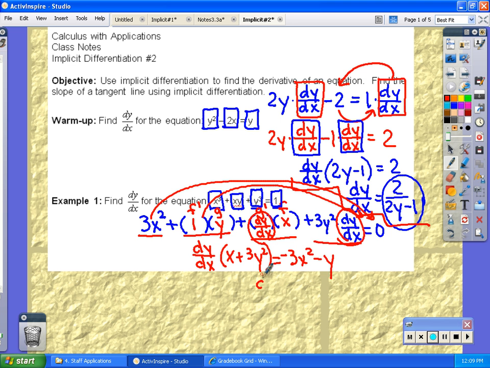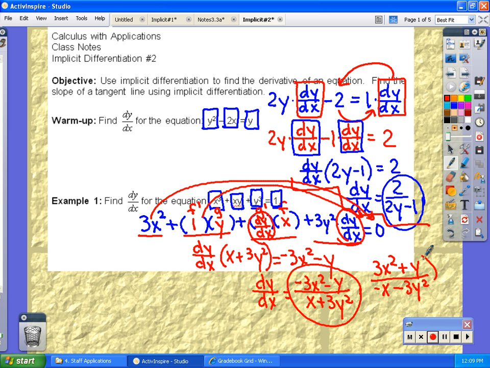And my last and final step would be to isolate the dy over dx by dividing both sides by x plus 3y squared. And there's your answer. If you get a similar answer, but it's positive 3x squared, positive y over negative x minus 3y squared, that's the same answer. It's equivalent. All equivalent answers would be accepted.